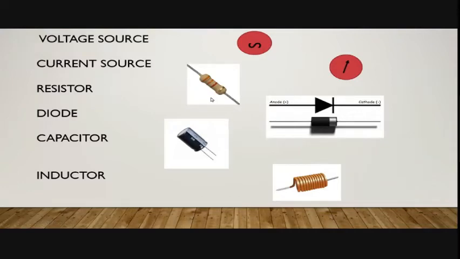Okay. However, if you use a capacitor or inductor, then you are going to call it an active circuit element, because the voltage or the energy which flows through this one is going to affect the total energy in the circuit. So these are called active circuit elements. Okay. Then you have this diode.